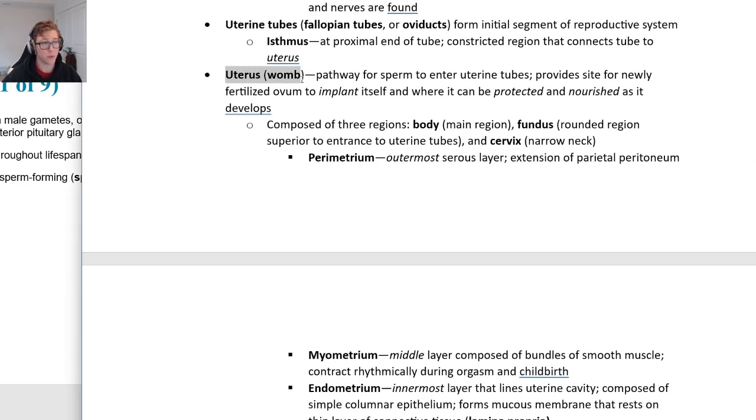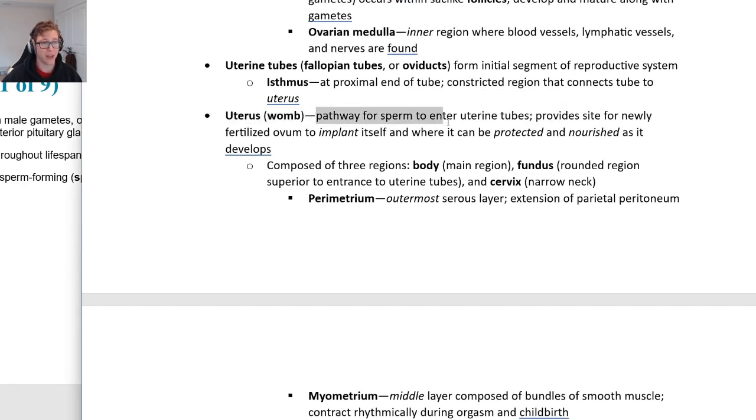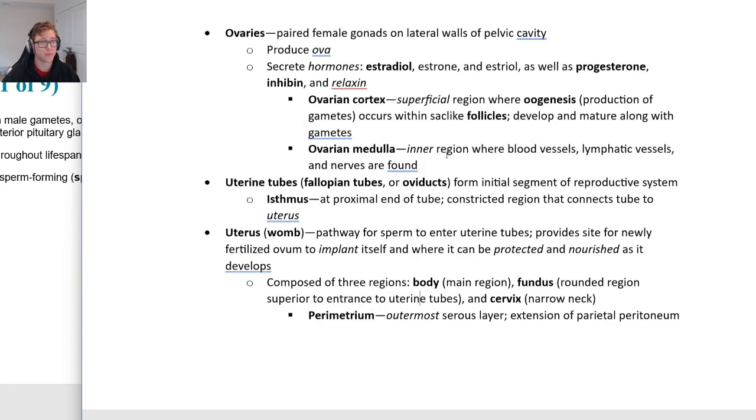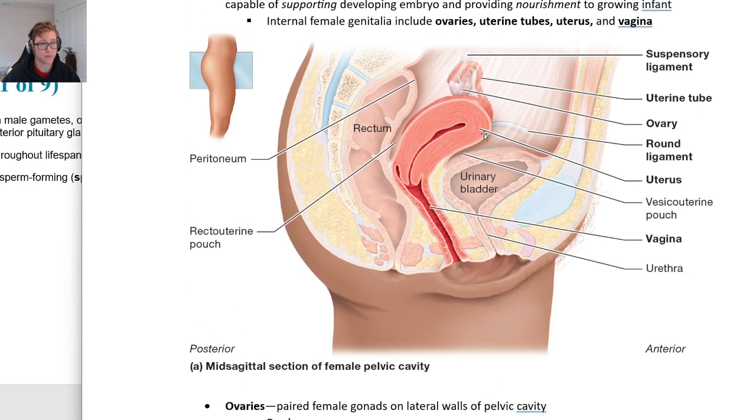The uterus, the womb. This is essentially the pathway for sperm to enter the uterine tubes. It provides the site for the newly fertilized ovum to implant itself into that wall where it can be protected and nourished at the same time. It's comprised of 3 regions: the body, the fundus, and the cervix. So, uterus or womb right in here. The cervix is right here, which is going to be the separation between the vagina and the uterus. You have the body and the fundus.